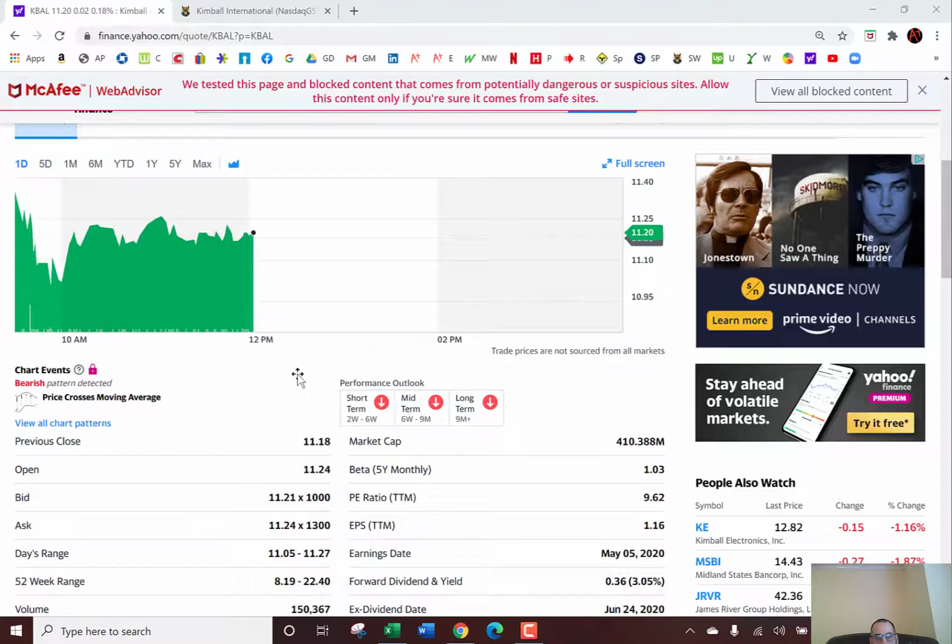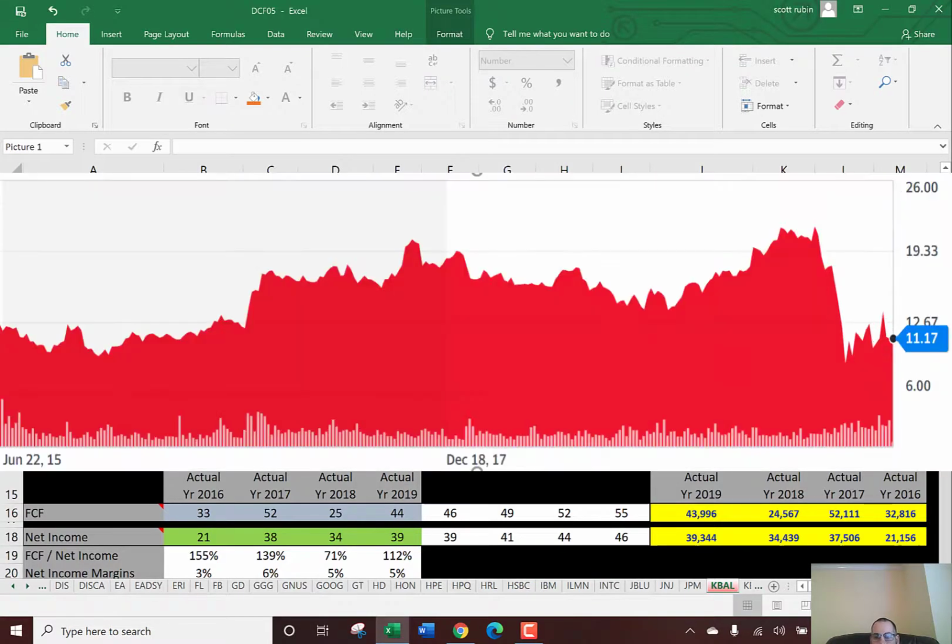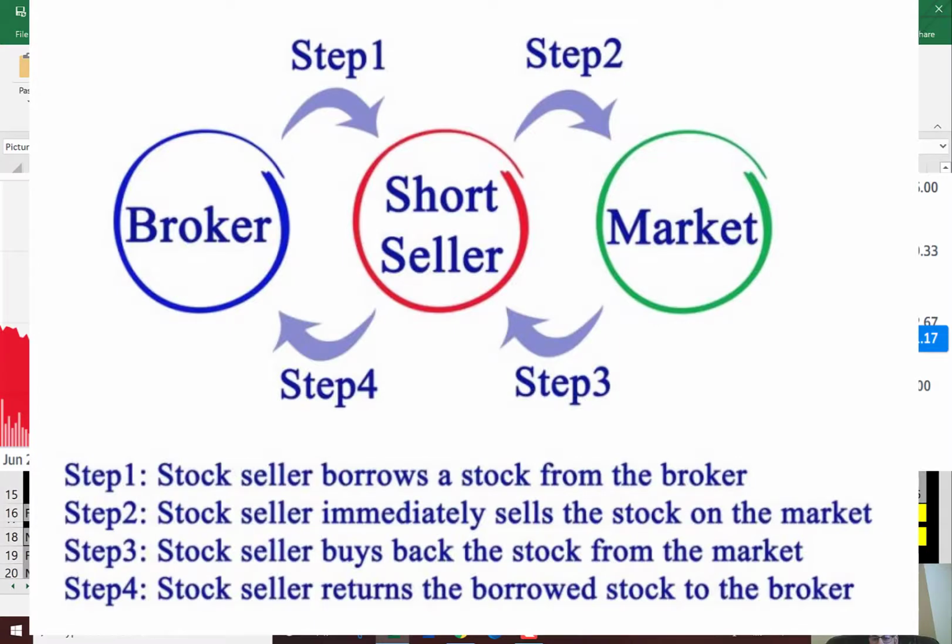Let's look at Simply Wall Street just to see what they get. Their fair value is $7, so their model is more aggressive. Historically, their stock price has been trading at a premium, well over $11 for a good 2-3 years. It's come back down to reality ever since coronavirus hit, so it seems like it's been trading around intrinsic value. Maybe a year ago it would have been a good stock to short, but now it looks like it's trading where it should be. Let's look at the financial ratios of the company.